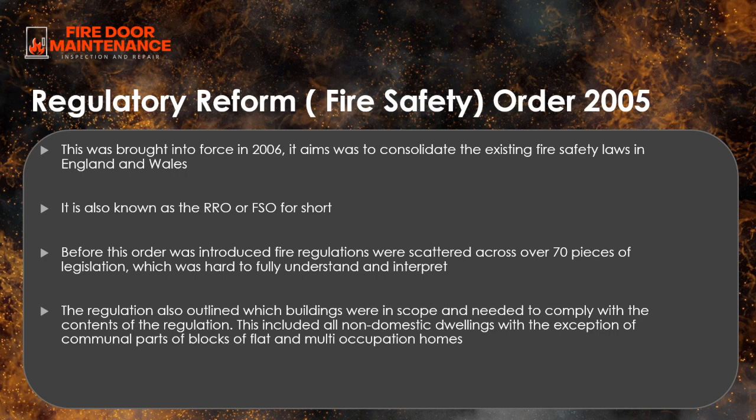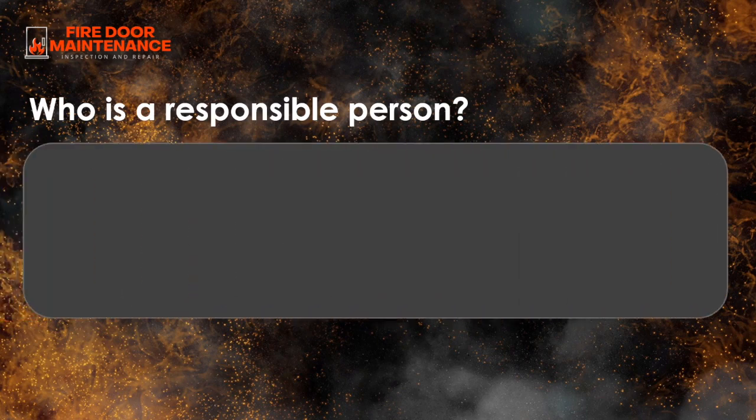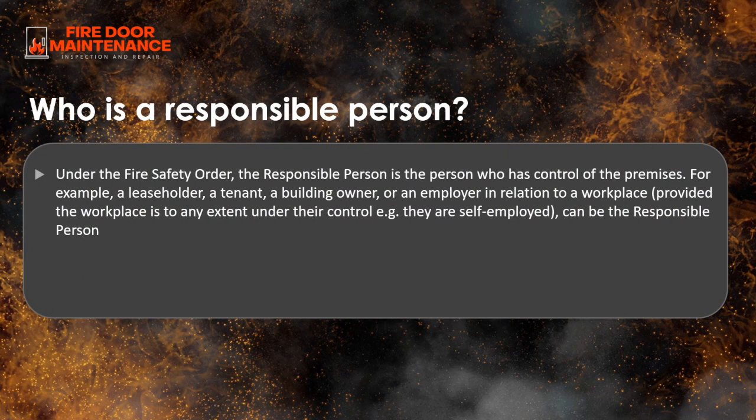The FSO outlines who a responsible person is and what their role is relating to fire safety. So who is a responsible person? Well, in the Fire Safety Order, a responsible person is defined, in the case of a block of flats, as the person who has control over the premises in connection with carrying out a business. This could be the person who owns the freehold, a managing agent for the block of flats, or even a residents' management company.